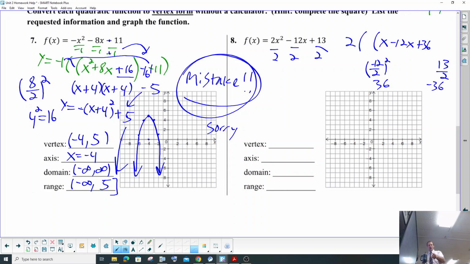Let you finish that one off. That was an x squared, good. After you combine the 13 halves with the negative 36, don't forget you have to distribute the 2 back through, so don't forget that part. That'll change your c value, definitely.